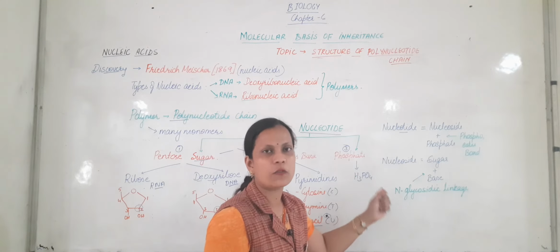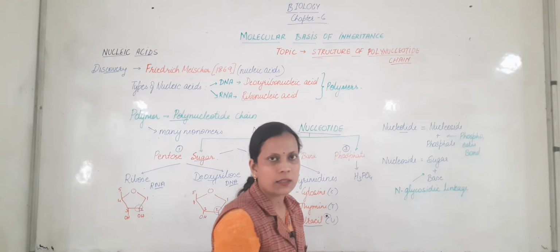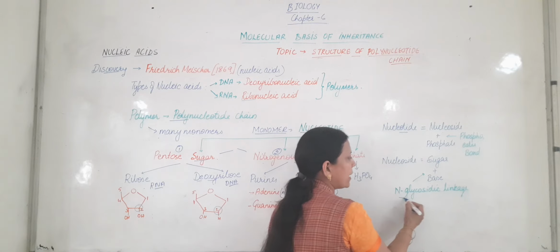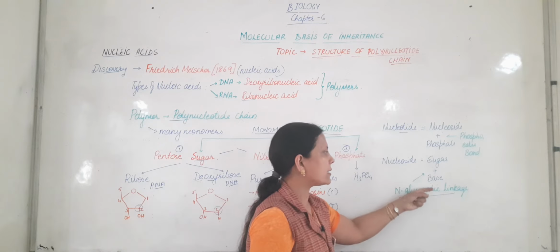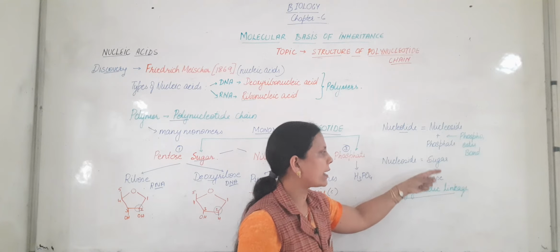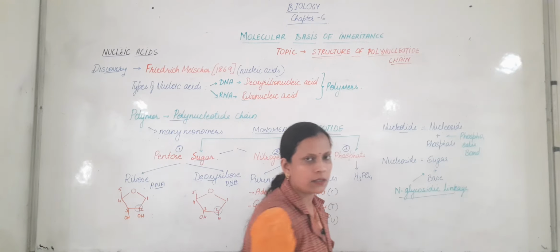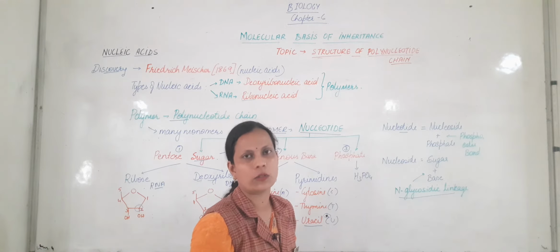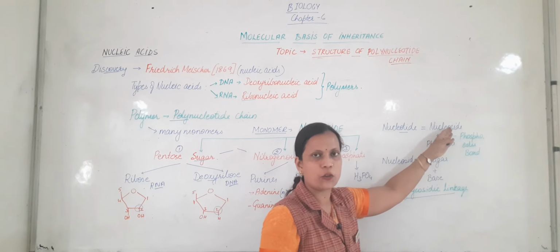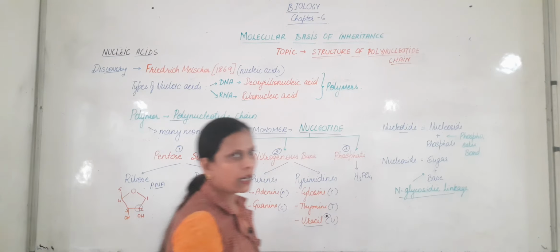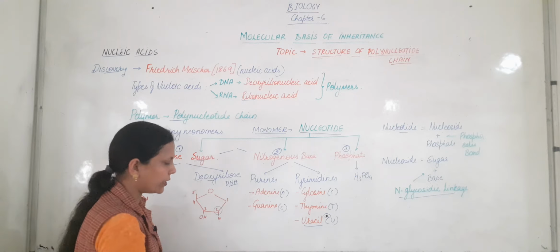Now, we see the names of the bond. When the sugar is bonded with the base, the name of the bond is the N-glycosidic linkage. Here the name is of importance, the bond name. It is N-glycosidic linkage between the sugar and the base, whereas when this nucleoside is bonded with phosphate, the bond is a phosphoester bond. Remember it is a phosphoester bond, an ester linkage is present between a nucleoside and a phosphate group.